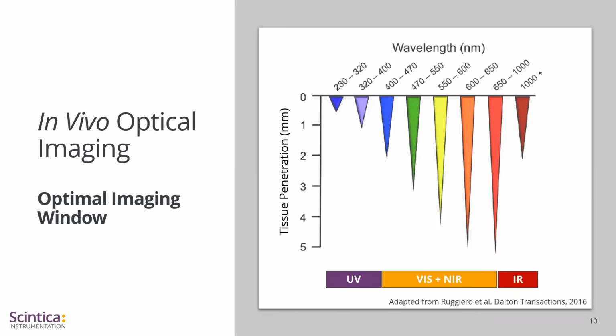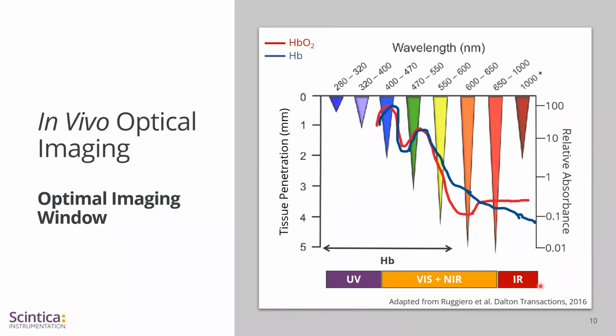This slide shows the tissue penetration of the different colors in the spectrum, ranging from ultraviolet to infrared light, and shows that hemoglobin absorbs light maximally in the blue, green, yellow wavelengths, while water absorbs light maximally in the infrared wavelengths, which means that the optical imaging window for in vivo imaging is for light in the orange-red wavelengths of the visible light spectrum and in the near-infrared wavelengths, which corresponds to wavelengths of 600 to 1,000 nanometers. This is important to know when selecting fluorophores in fluorescence imaging, since fluorophores have to be excited by distinct wavelengths and will emit at a distinct wavelength as well.